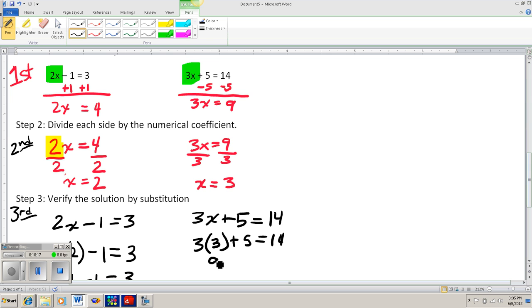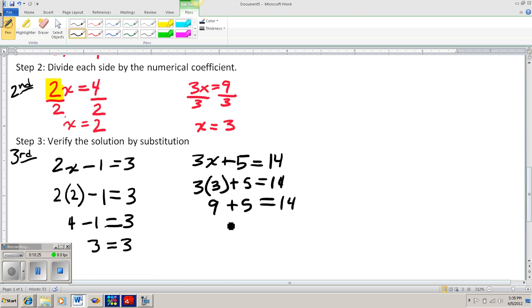So 3 times 3 is 9, plus 5 equals 14. So you can see 9 plus 5 is 14. That equals 14. Yay, it verified, just like the last one did.